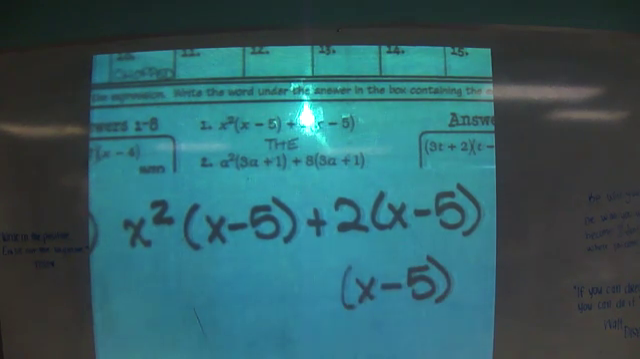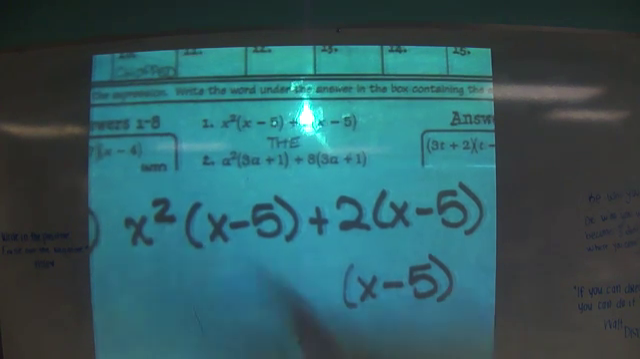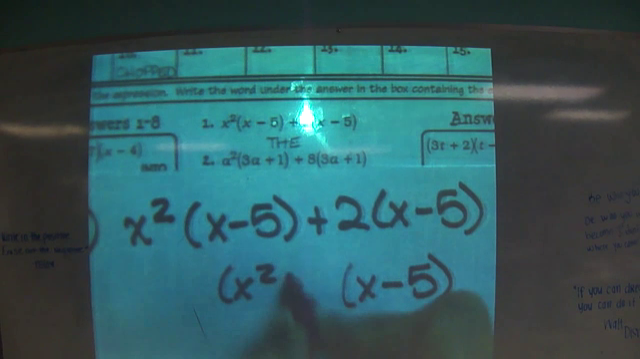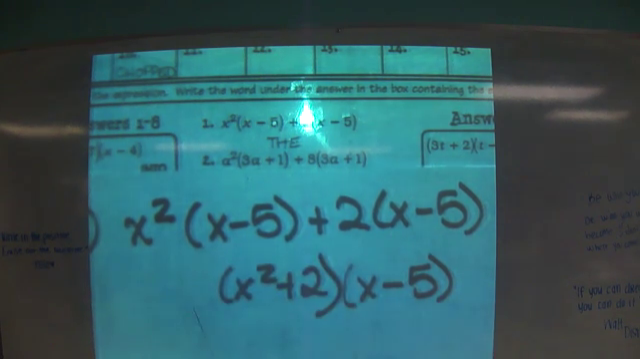Who shares the factor? 2 and x squared, right? And they're both multiplied by the same factor. Guess what? You are now in fully factored form. If they share a factor, we're factoring by grouping. We just grouped x squared and 2. The other factor was already done for us.